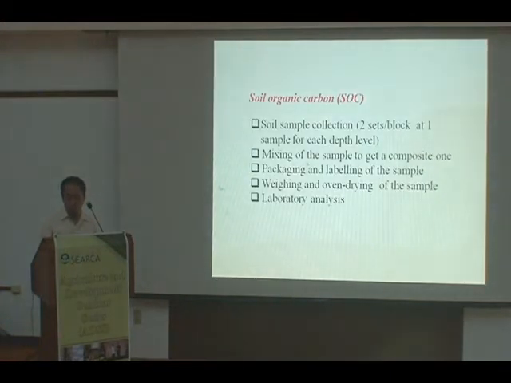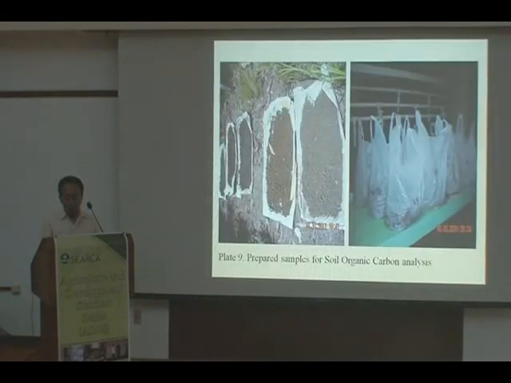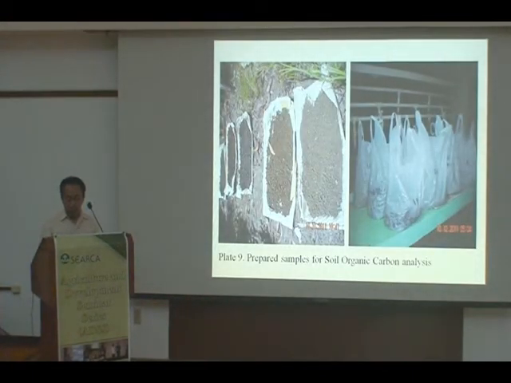Then for soil organic carbon, I also did some analysis of the soil organic carbon because this is very important. Take note that soil is another pool or site for carbon deposits. So I did some analysis also. I collected some soil samples. We have two sets per block, one sample for each depth level. Then I mixed the samples to get a composite one. Then I weighed one and labeled the sample weight and oven-dried the sample. Then the laboratory analysis follows. Okay, these are now the samples that I collected for soil organic carbon analysis.